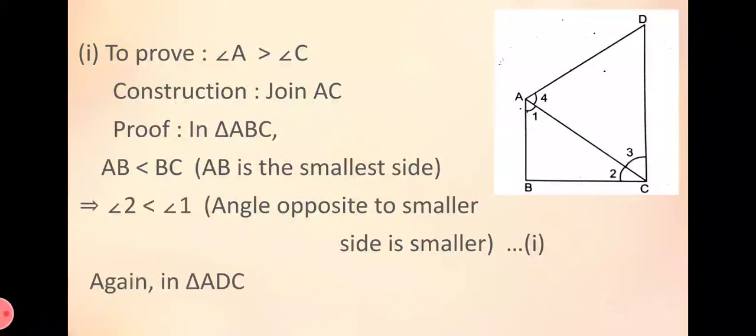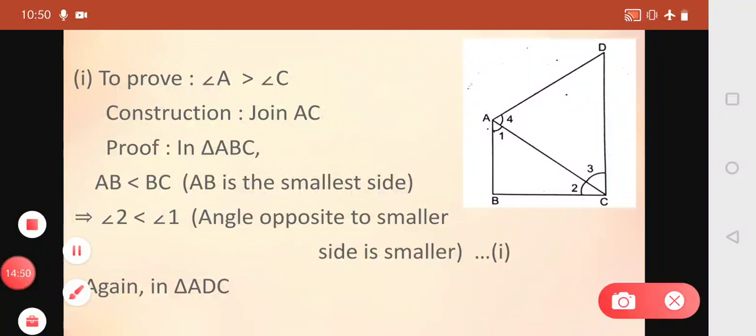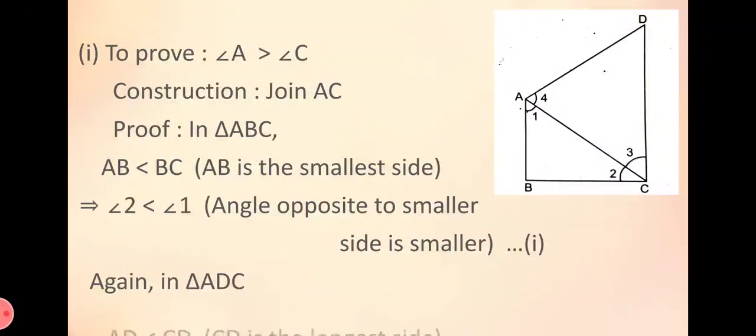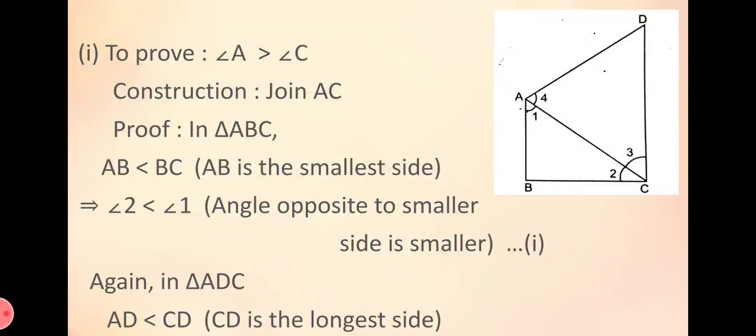Again in triangle ADC. Now another triangle we have selected, triangle ADC. Here, again it is given that AD is less than CD. Why? Because it is already given in the question that CD is the longest side of the quadrilateral. So obviously the remaining sides of the quadrilateral are smaller than CD. So we write AD is less than CD because CD is the longest side of the quadrilateral.